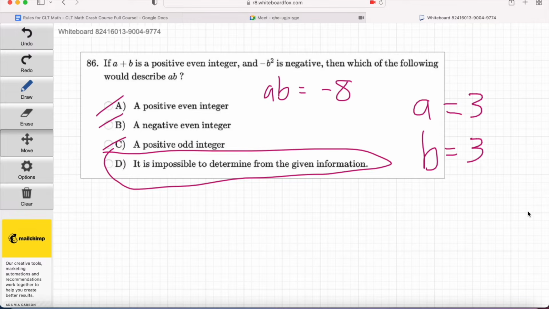Yes. We made A3 and B3, right? 3 plus 3 would be a positive even integer, right? That would be 6. And then -3 squared would be negative, right? So we didn't have to make it negative here. There we would find out, of course, AB then would be 9. Does that make sense? Yes. Which is not even.